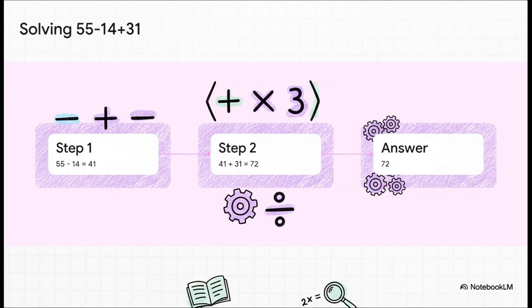Let's actually walk through one. So we've got 55 minus 14 plus 31. Following our rule, we just start on the left. 55 minus 14, that's 41. Then we take that 41 and add 31. And boom, our answer is 72. See? Easy. Just moving left to right.